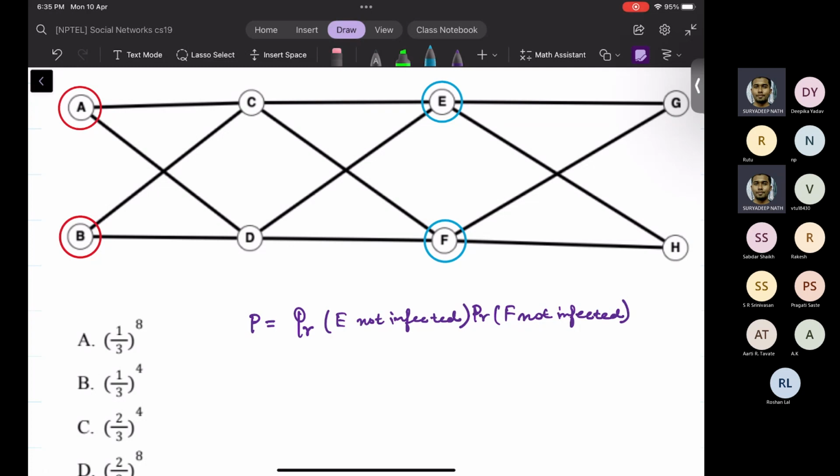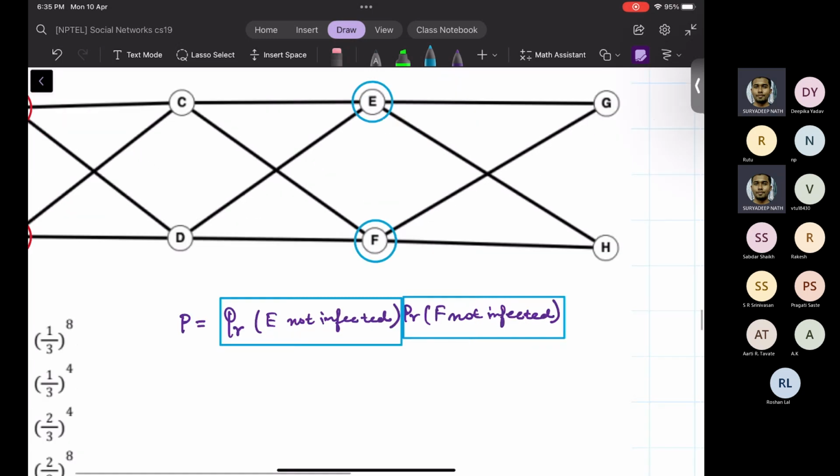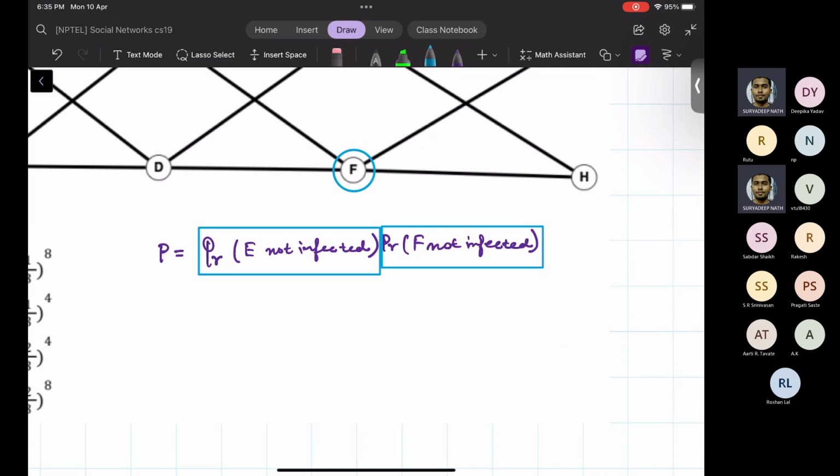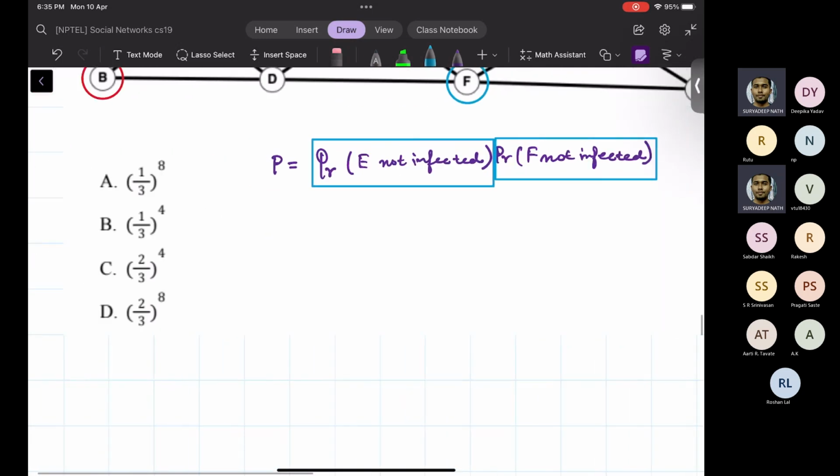These two terms, if you see, are basically the same thing. So now let us try to solve what is the probability of E not infected. So probability E not infected.